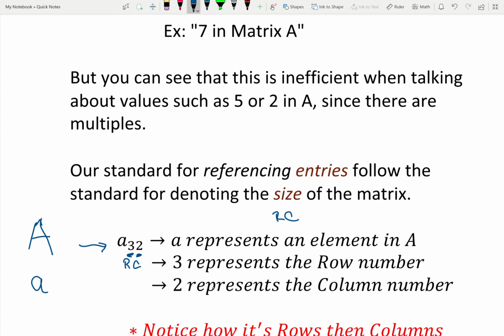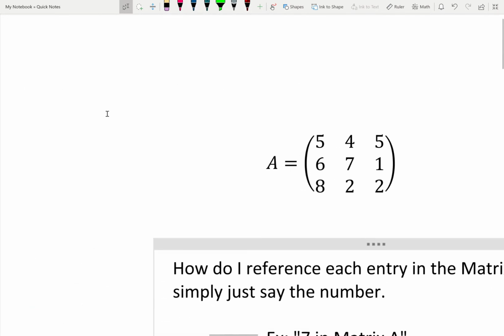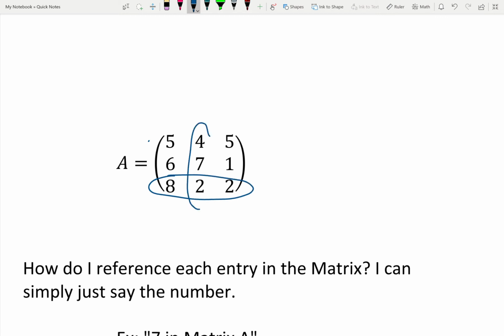So this element that we're looking at right here, this entry of A, is located in row 3, column 2. So let's take it back to this matrix. Where's row 3, column 2? Well, this is row 3, and this is column 2. So a32 is talking about this entry right here. Alrighty, good. Pretty straightforward so far.